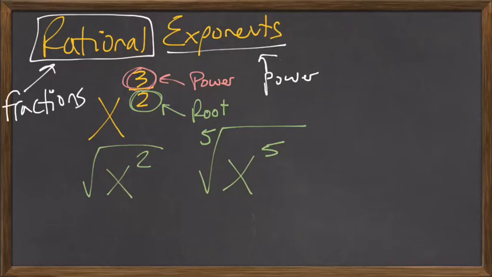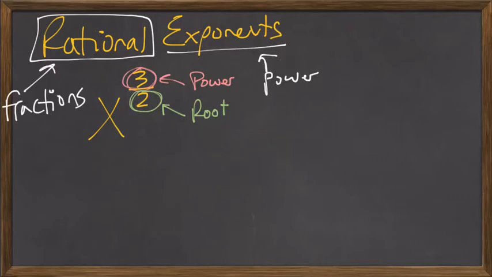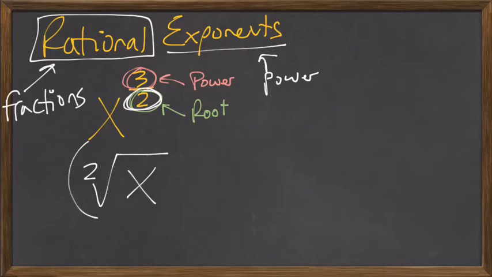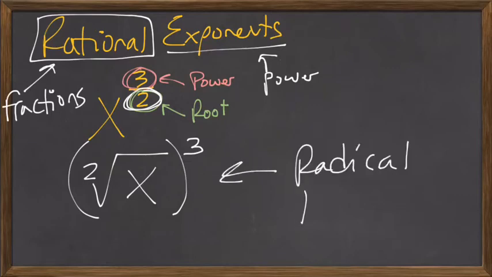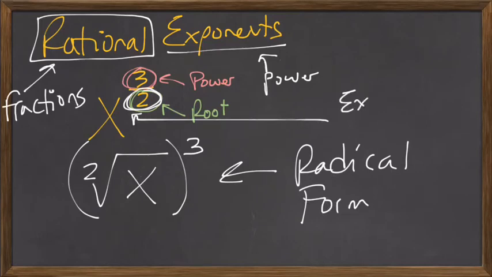So for this problem, what you need to do is rewrite it as a radical expression. Meaning that bottom number 2 goes on the outside of my root, and then it's all raised to the 3rd power. So it's the square root of x, all to the 3rd power, is how you'd write this, and this is called radical form. And this right here is called exponential form.